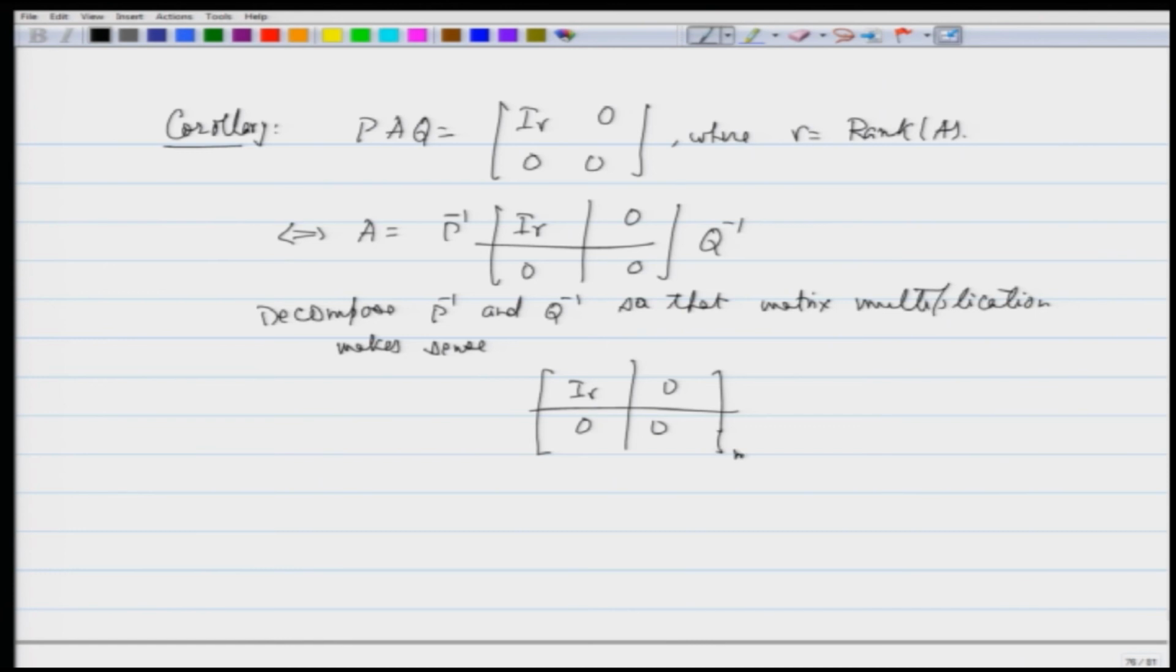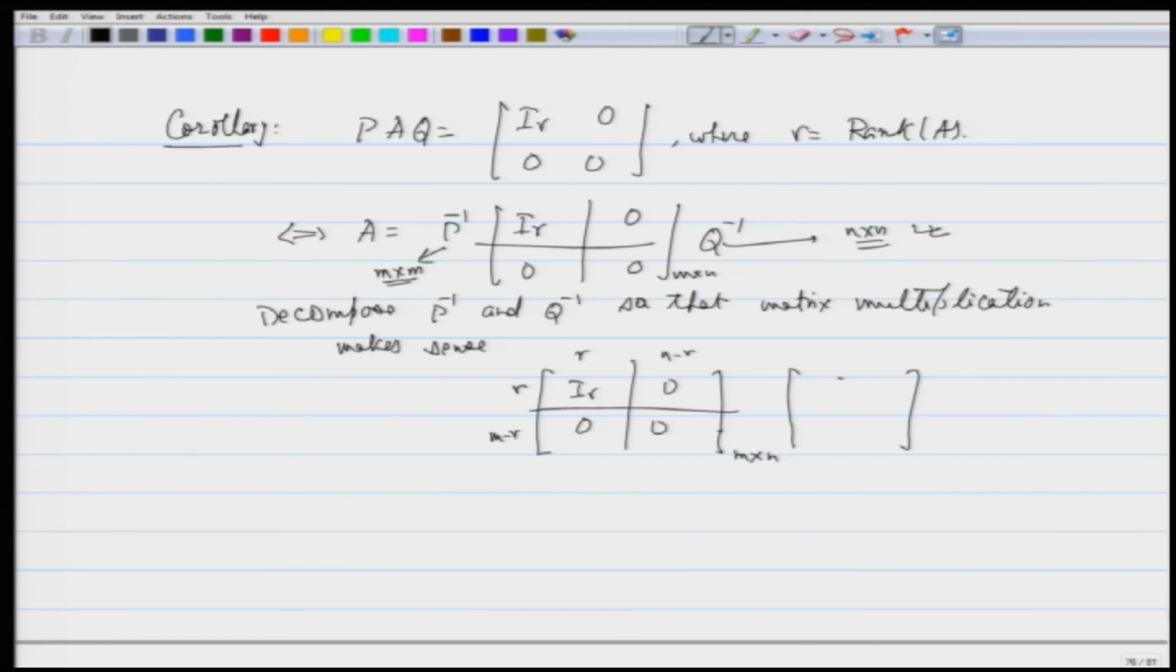This matrix was M cross N, fine. So, there are R rows here, M minus R rows here, there are R columns here, N minus R columns here. What I know is that this Q is N cross N matrix, so that the matrix multiplication makes sense. P is M cross M. So, let us decompose it accordingly. If you look at Q, it is N cross N, there are N columns here, so I would like to break it accordingly.